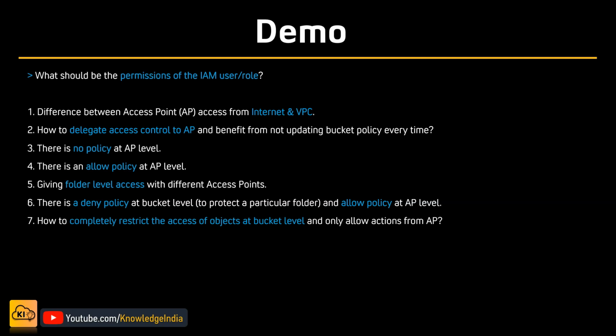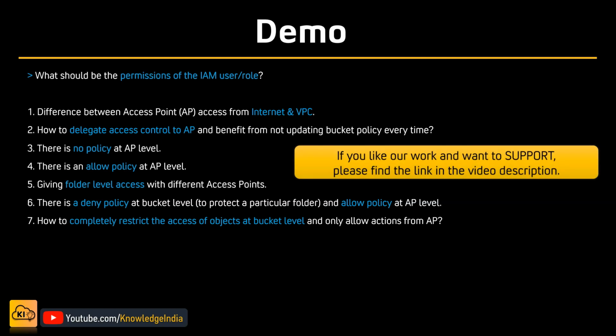We will also see how you can completely restrict the access of objects at the bucket level and only allow actions from the access point, which means if somebody has been given access to the S3 bucket via their identity based policies, even then they should not be able to access the objects from the bucket. How do we achieve that? And how do we enforce that people have to hit access points only to be able to access your objects? So that would be our last thing which we'll see in the demo.